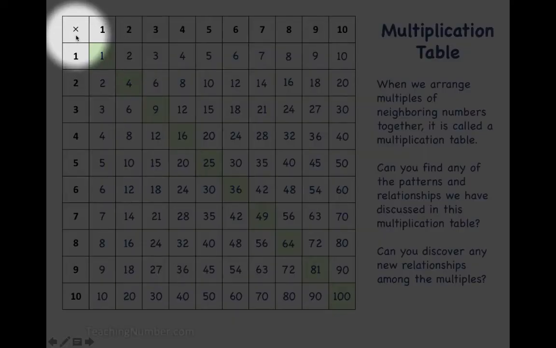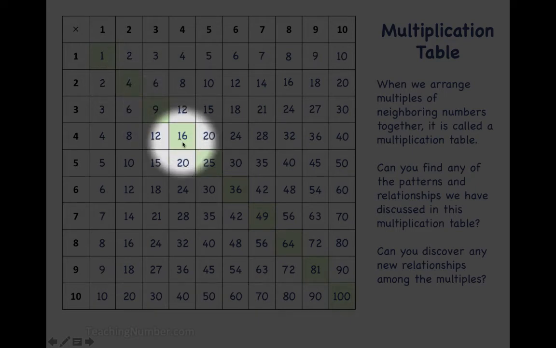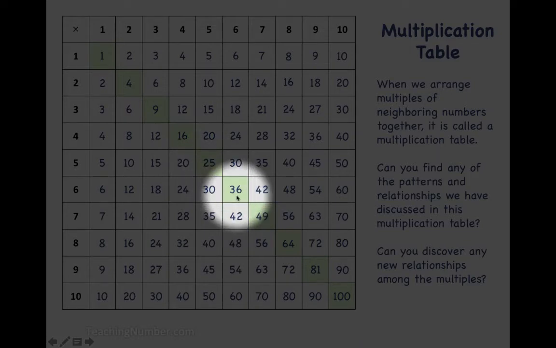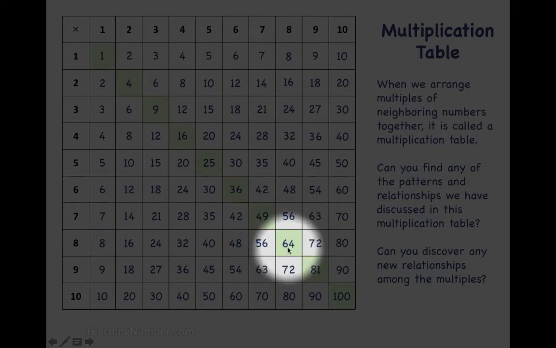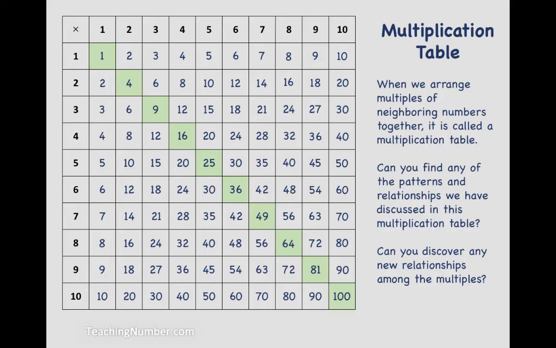The multiplication table has a diagonal of symmetry. 1 1 makes 1, 2 2's make 4, 3 3's make 9, 4 4's make 16, 5 5's make 25, 6 6's make 36, 7 7's make 49, 8 8's make 64, 9 9's make 81, and 10 10's make 100. This diagonal divides the multiplication table into two parts that are the same.